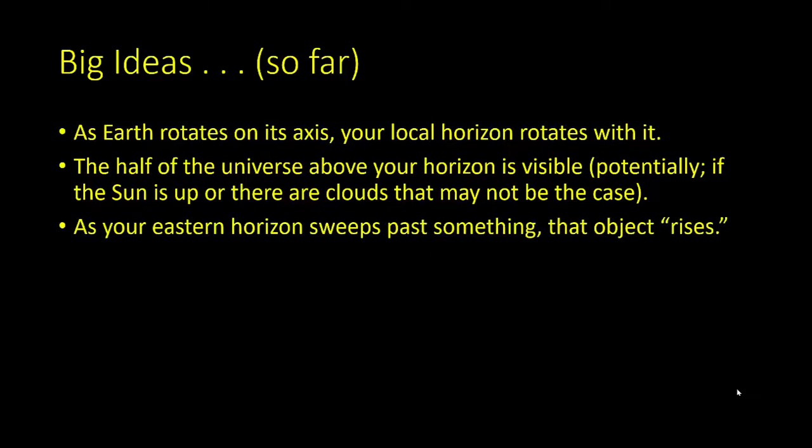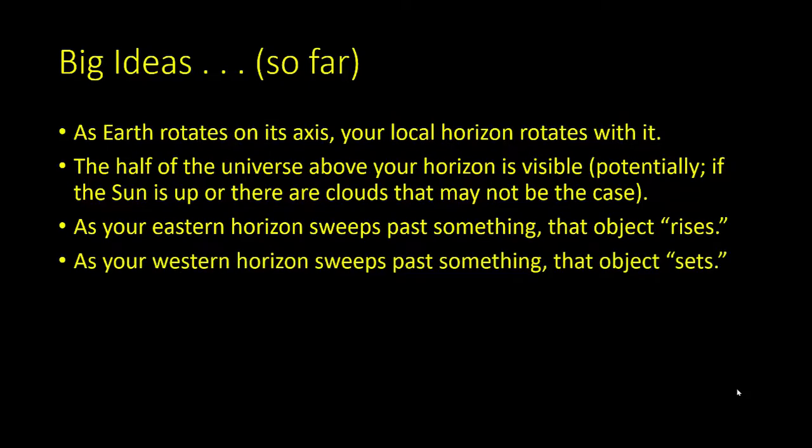Now, some important things. As your eastern horizon sweeps past something, that object rises. And I put rises in quotation marks because it doesn't actually do anything. Your view is changing because of you having moved, and now you can see that thing. You could also say an object rises when your eastern horizon sweeps past it. Maybe we should say appears to rise instead of rises. As your western horizon sweeps past something, that object sets, or that object appears to set. It's the rotation of the Earth that makes things appear to rise and set.